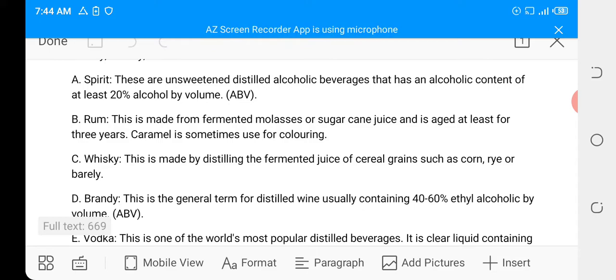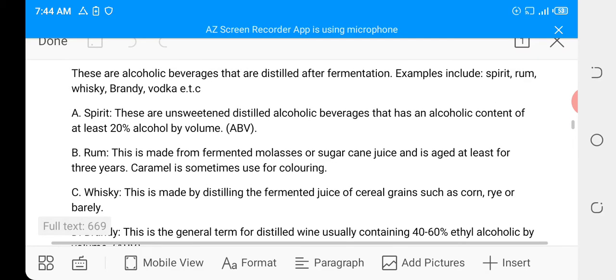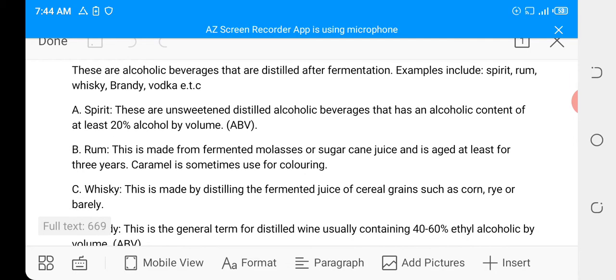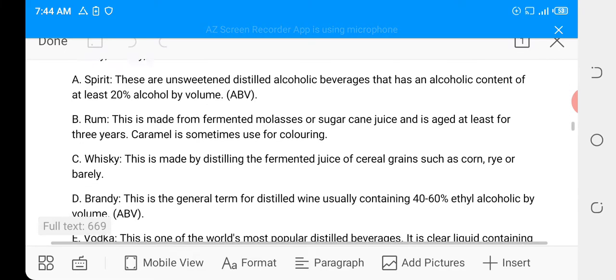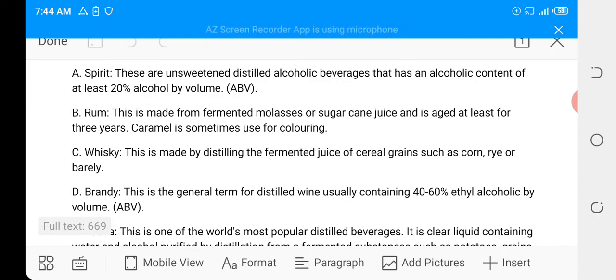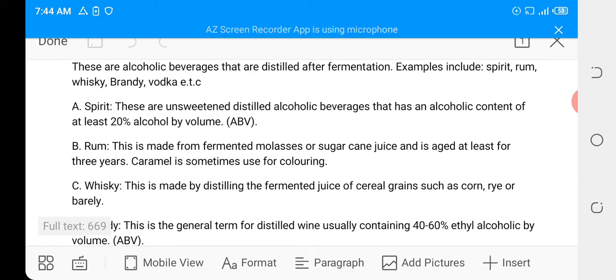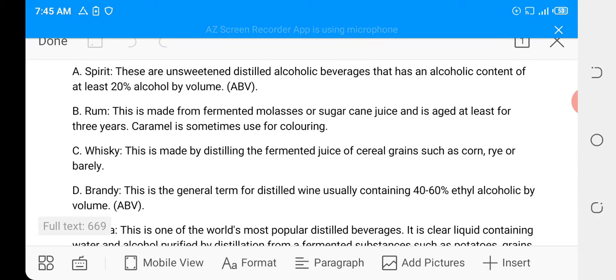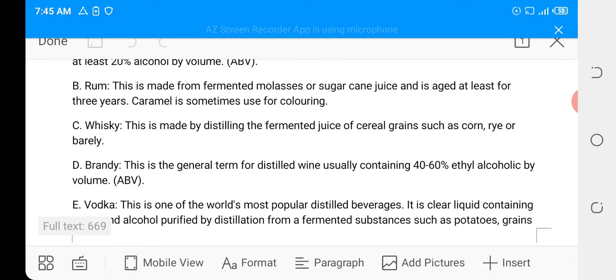The next one is rum. This is made from fermented molasses or sugarcane juice that is aged at least for 3 years. Sometimes caramel is used for coloring. When we say fermented molasses, these are byproducts of crystalline white sugar. Byproducts of crystalline white sugar are called molasses. They are aged, that is, they are left to be fermented for at least 3 years. And sometimes, just to change the color, caramel is used.